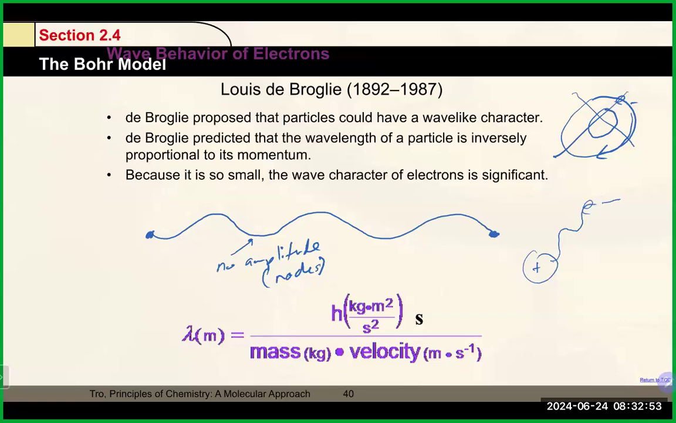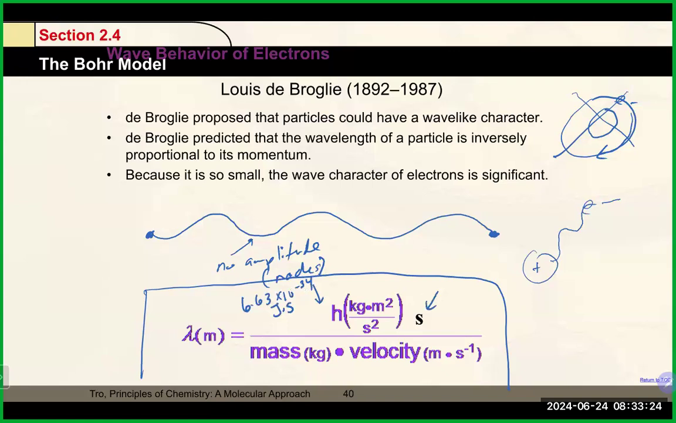And one of the things that also came out of it is what is sometimes referred to as the de Broglie wavelength, which is what this formula is here. And you can calculate the de Broglie wavelength of a particle. Because things are small, the wave character of electrons is significant. So you could take Planck's constant, which is 6.63 times 10 to the minus 34 joules times seconds, times a second. And on the bottom is our mass of the particle in kilograms and the velocity here in meters per second.